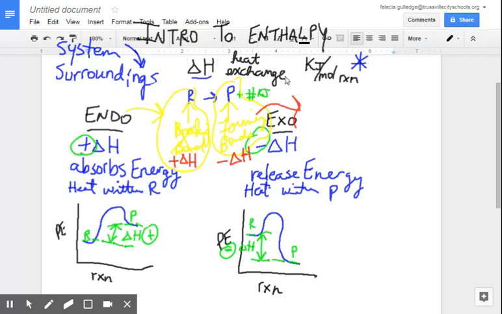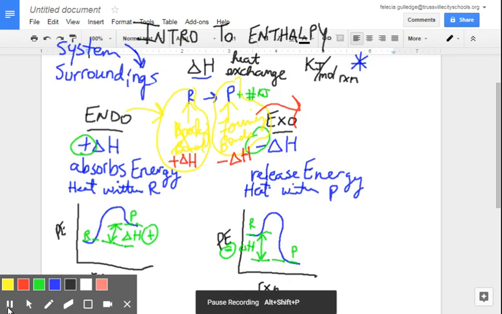Now, to look at my overall reaction, in order to determine if my overall reaction is endothermic or exothermic, I've got to say, all right, well, am I forming more bonds than I'm breaking? Or am I breaking more bonds than I'm forming? Is there more energy required to break bonds than I'm getting out to form bonds? And depending on which side of the reaction is greater, that will help you determine if your overall reaction is endothermic or exothermic. So these are a couple of concepts that are really important to be able to start working with enthalpy. So I hope that helps a little bit.